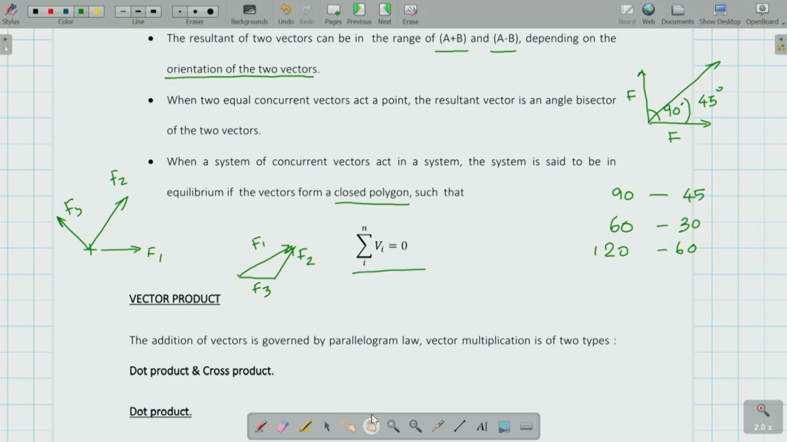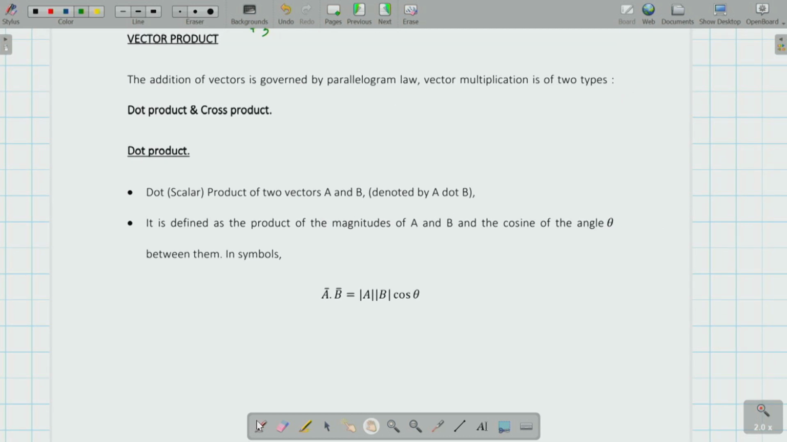With this brief introduction, we will also talk about vector products. There are two types of vector products. One is called a dot product, the other one is called a cross product.